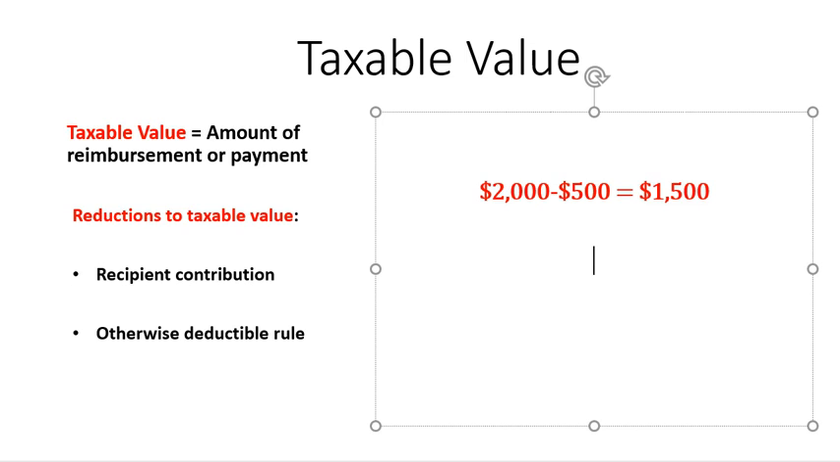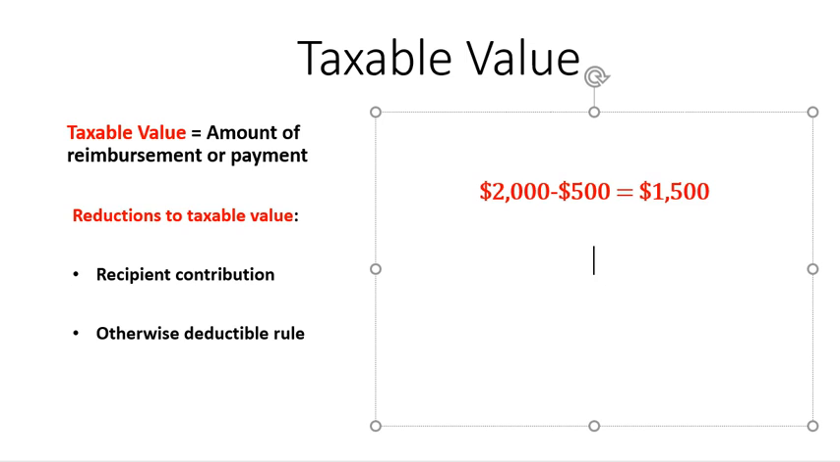Now there's also the otherwise deductible rule. So this rule is basically one that states that if the employee would be able to claim a work-related deduction on their own personal income tax, then the company is also able to claim a deduction for fringe benefits purposes. So the key question is, if the employee can claim a deduction for it, then the company is able to claim a deduction for it.